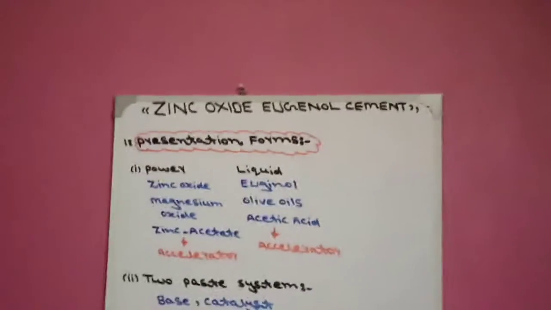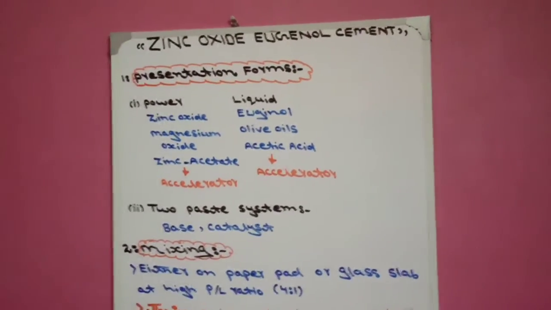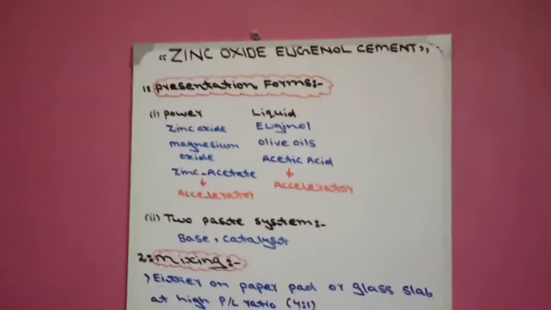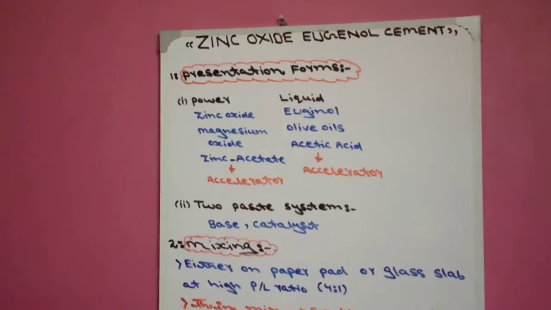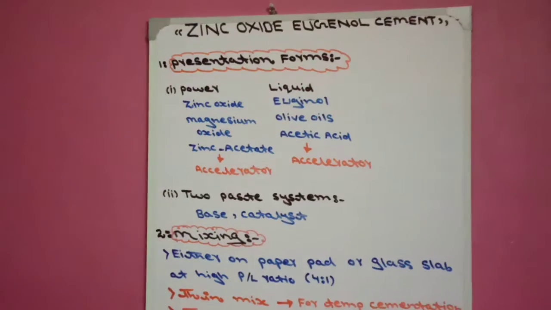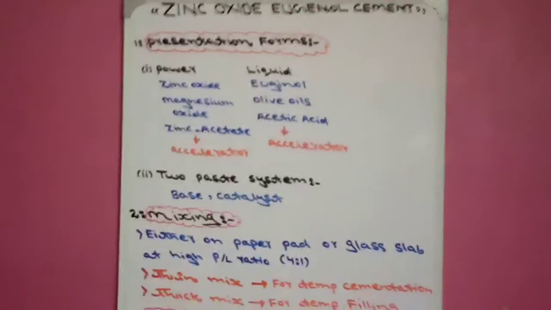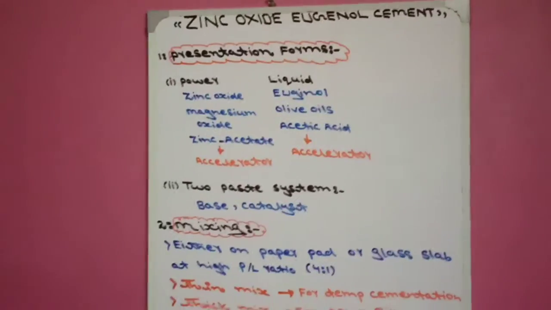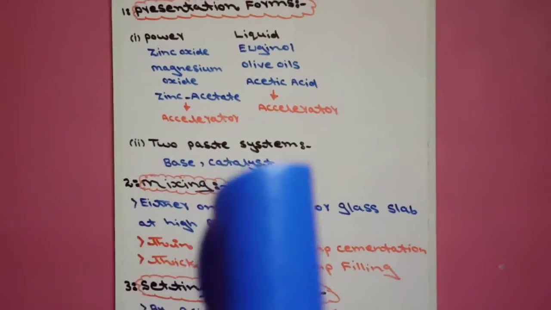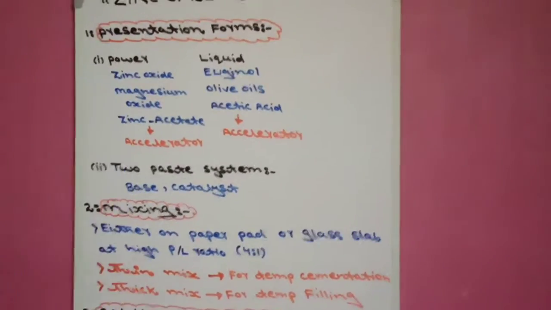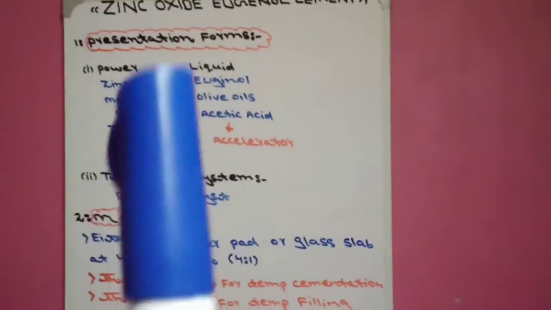Now today our topic is zinc oxide eugenol cement. First we start from presentation form. In which form are zinc oxide eugenol cements available? Zinc oxide eugenol cement is available in two forms. First is powder liquid and second is two-phase system. In powder liquid, in one bottle there will be powder and in the second bottle there will be liquid.